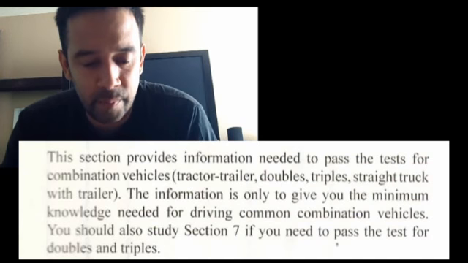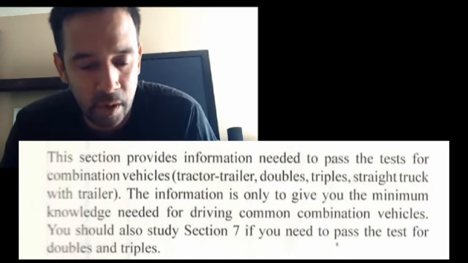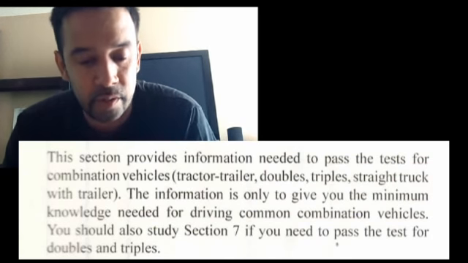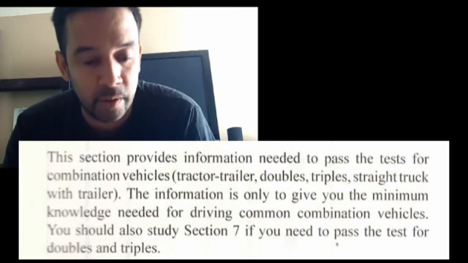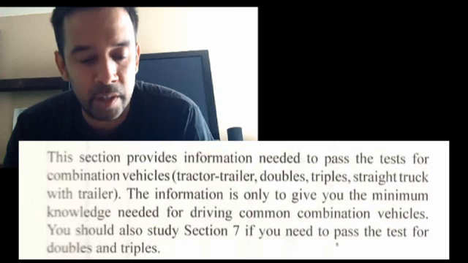This section provides information needed to pass the tests for combination vehicles: tractor trailer, doubles, triples, straight truck with trailer. The information is only to give you the minimum knowledge needed for driving common combination vehicles. You should also study Section 7 if you need to pass the test for doubles and triples.